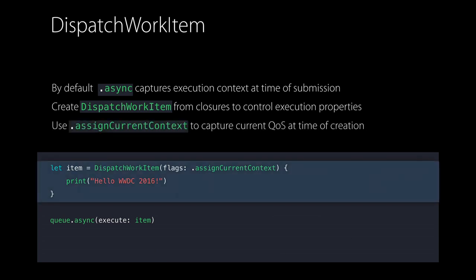For instance, here we're creating a work item with assigned current context. And that takes the QoS and other execution context at the time you create the work item, rather than the time that you submit it to your dispatch queue. This means you can create that item, save it for later, and when you do finally execute it, we will submit it to dispatch with the properties of when you created it.